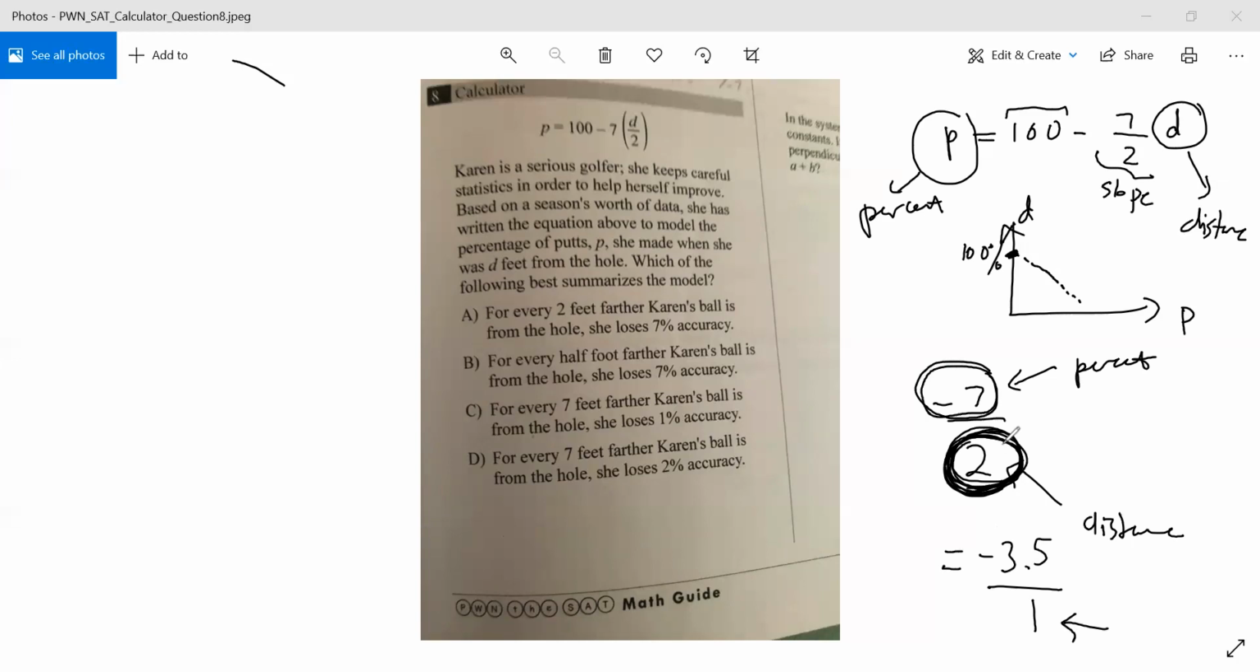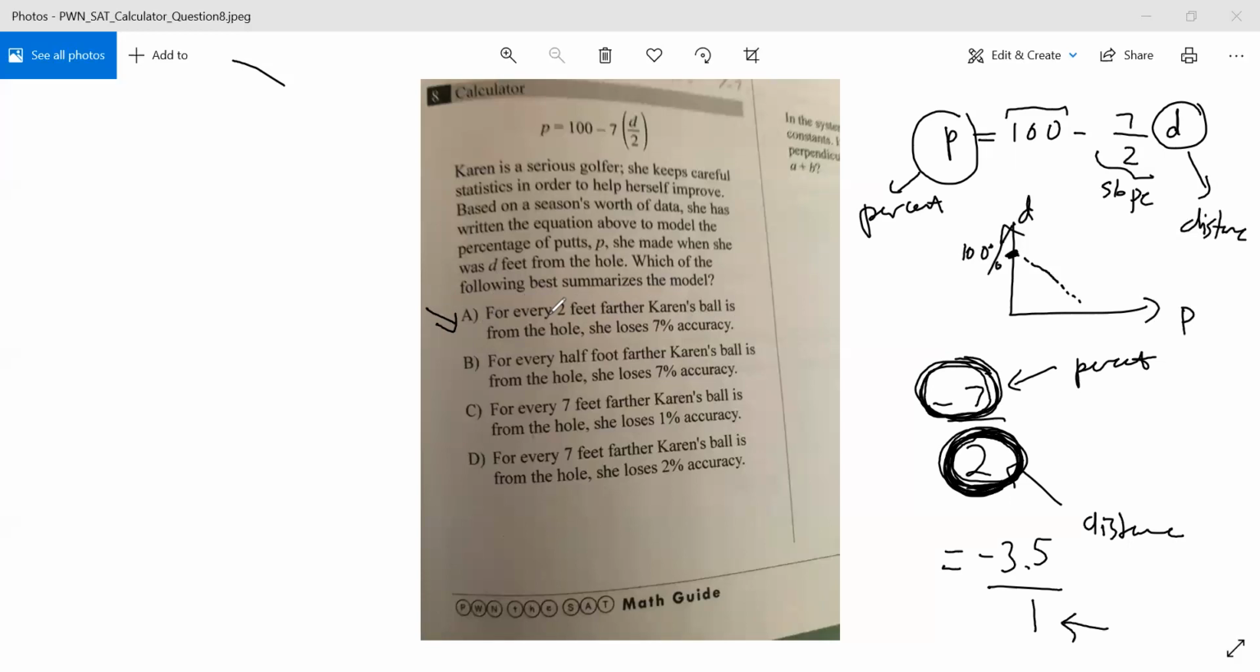What's the statement I said? I said when she's 2 feet away from the hole, she's going to lose 7%. So she's losing 7% accuracy here. Let's look at A. It says for every 2 feet Karen is far away from the hole, then she loses 7%. That's exactly what I was trying to say, so most likely this is the right choice.